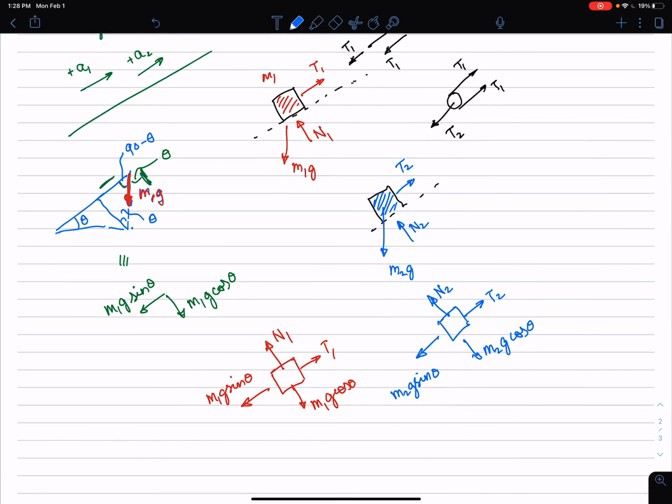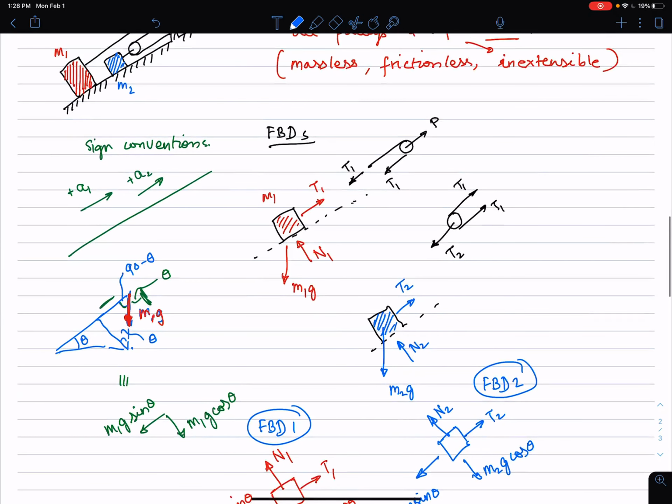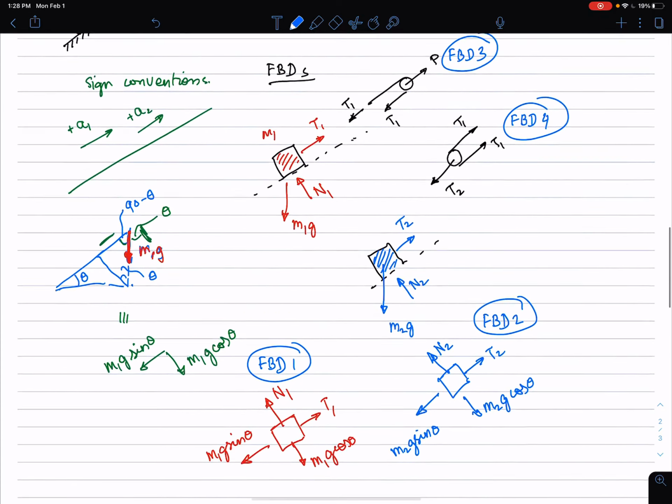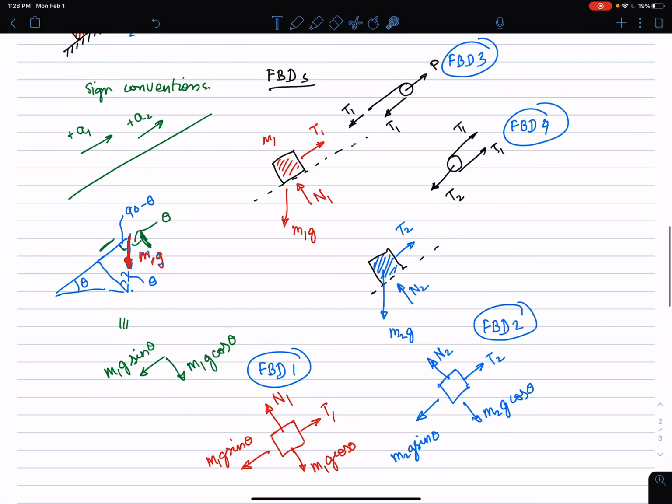Let's call this FBD1 for mass 1. Let's call this FBD2 for mass 2. This is FBD3 for pulley 1, and this is FBD4, okay? So now we can do F equals ma for each of these free body diagrams. Let's do the pulleys first because that's kind of convenient.